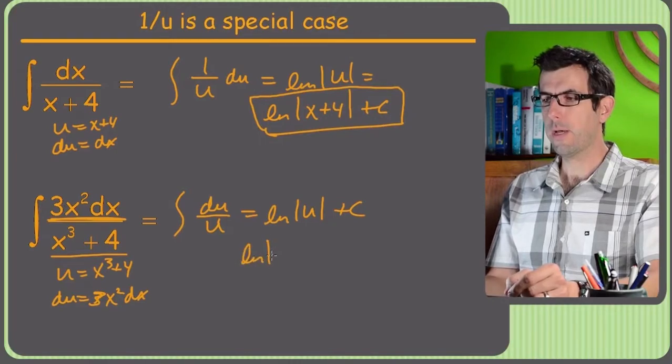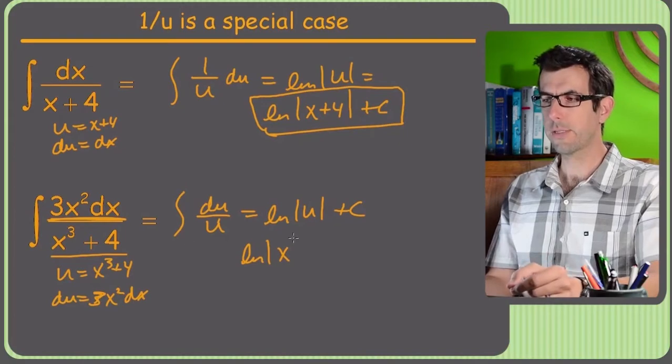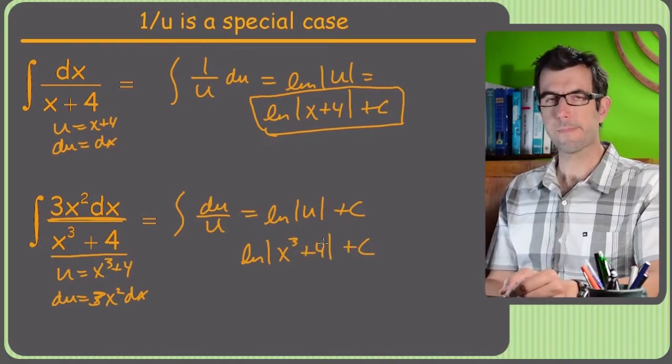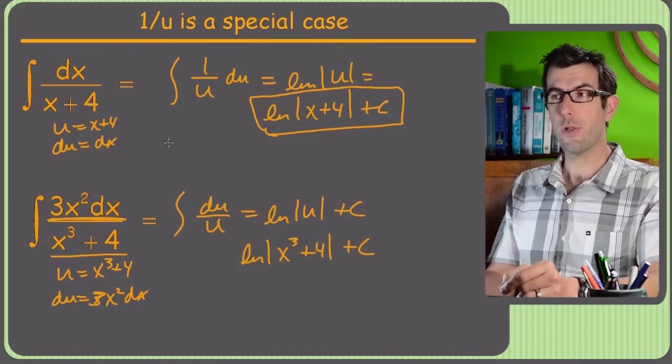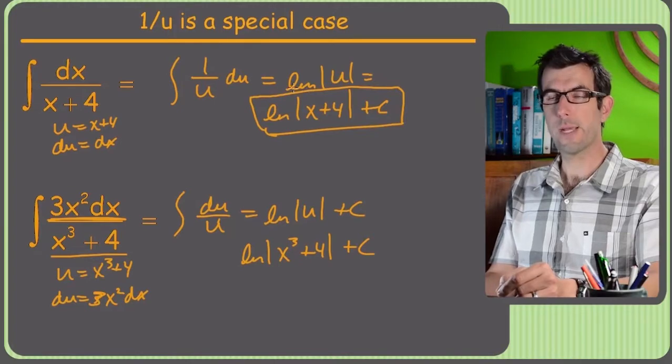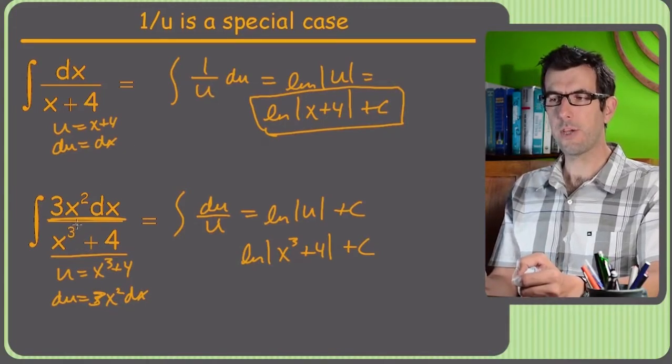And we end up with the natural log of x cubed plus 4, our original u. Pretty nifty. So you can see that's kind of wild. When you think of the natural log equation, the integral of 1 over u being natural log, you don't usually think of u as having a bunch of exponents in it. But in this case, we had a cubed in it.